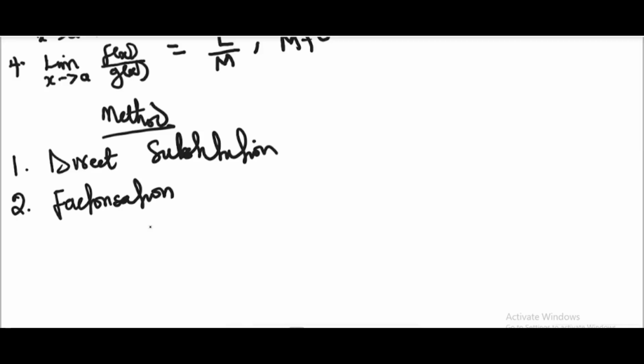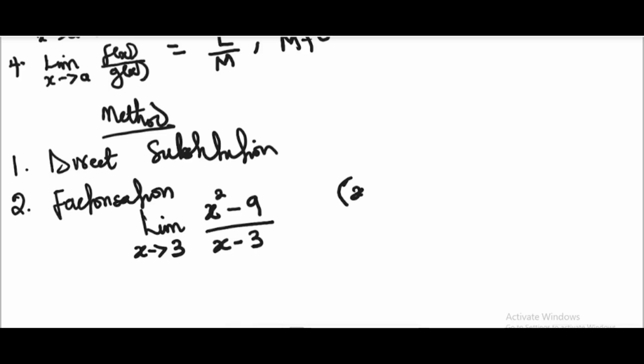And I think we've also seen that. So if you have the limit of x squared minus 9 over x minus 3 as x tends to 3, what happens? The factorization method says you should factorize the one that is quadratic. So that will be x minus 3 and, this is a difference of two squares, x plus 3.